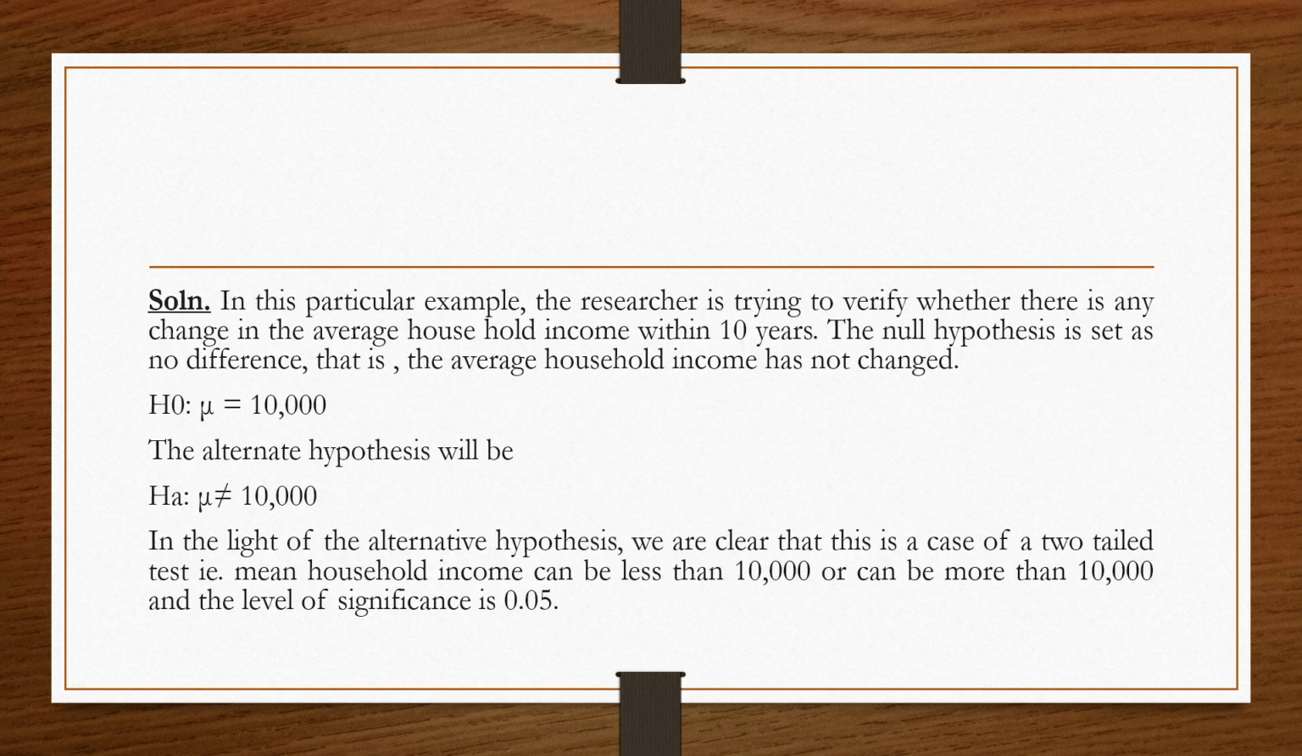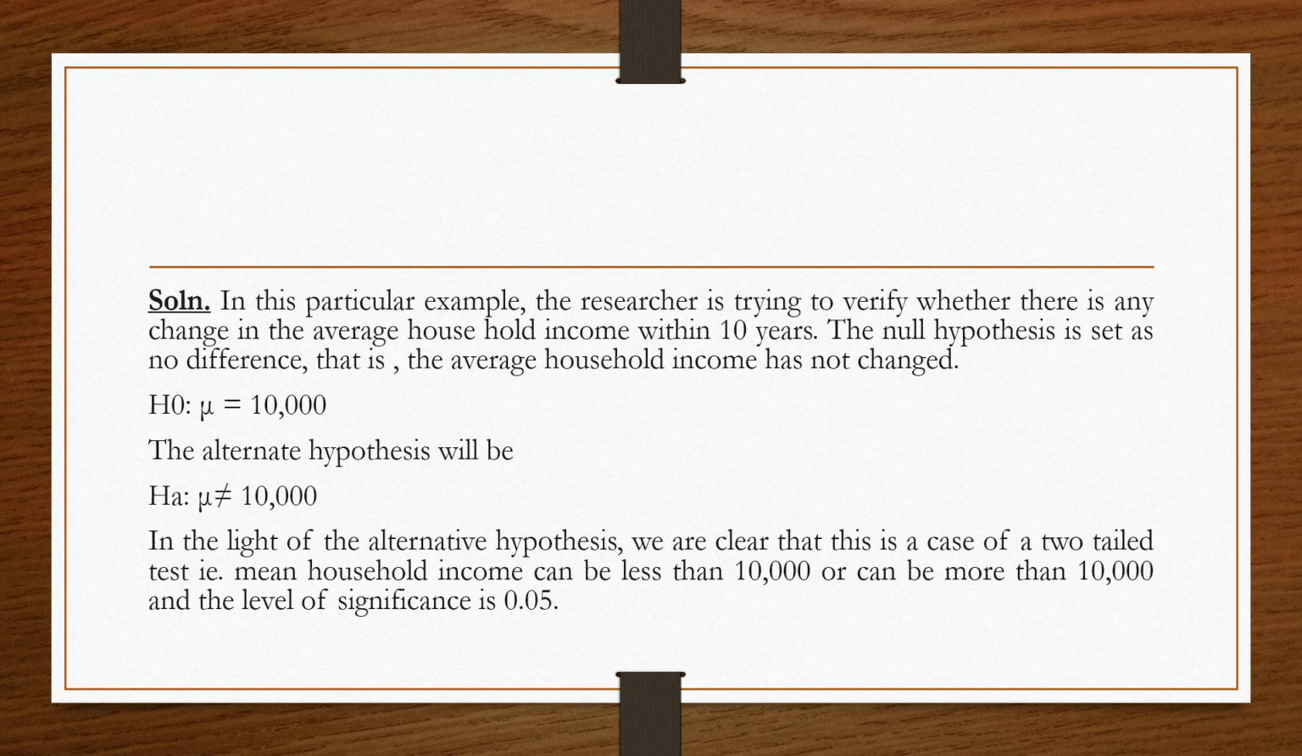Now let's have a look at the solution part. In this particular example, the researcher is trying to verify whether there is any change in the average household income within 10 years. So the null hypothesis is set as no difference. That is, the average household income has not changed. So the null hypothesis is H naught: mu is equal to 10,000, and the alternative hypothesis is HA: mu is not equal to 10,000.